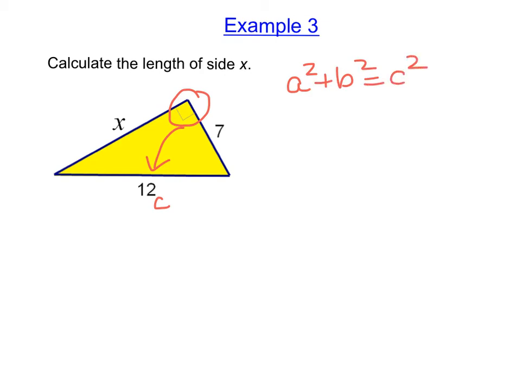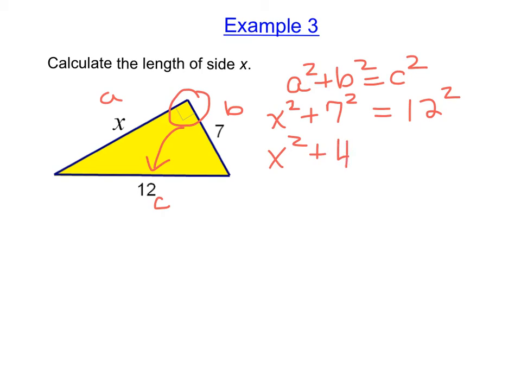So my c this time is 12 squared. And my a, b, it doesn't really matter. I'm going to say that this is a and this is b. So my a I don't know, so I'm just going to leave it with the variable x squared, plus b is 7 squared. Well, now we're going to figure out what we can. We can't do the x squared.